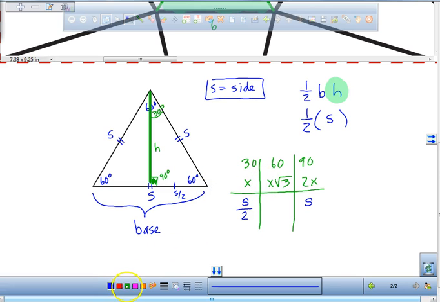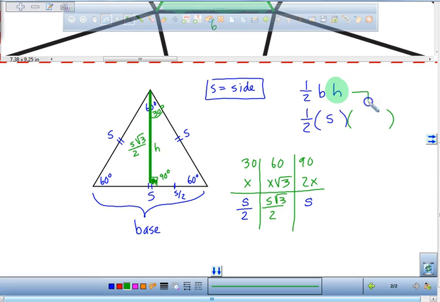So what would the height be? I'm going to change color. What would the length of this height be? It's going to be S over 2, right? Times a what? Times a radical 3. So I'm going to put right here S over 2 radical 3. So what is going to be the length of my height?